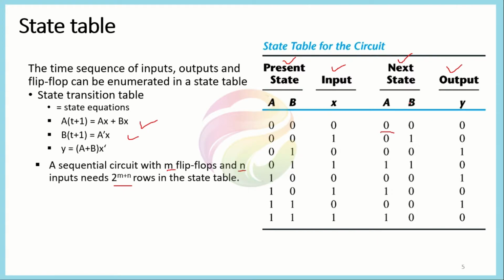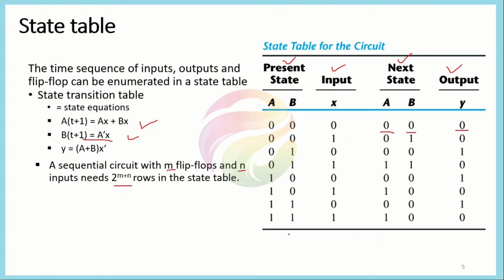And to determine the value of B, we would use this equation. In this equation, which is A complement x, if A is equal to 0, A complement would become 1 and x is equal to 0, then we would again have B equal to 0. So the next state value of B would be equal to 0. And if we calculate the output at the same time, then the output would also be equal to 0, because both A and B are equal to 0. So we would get 0 here.